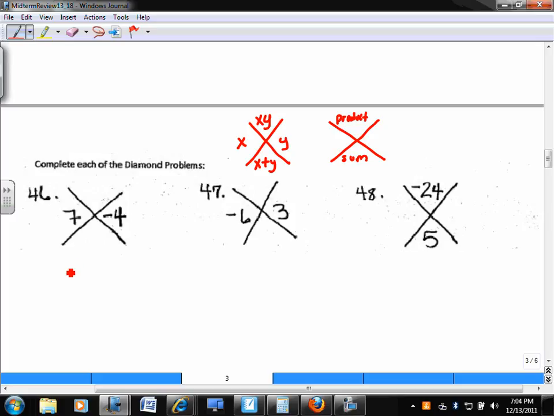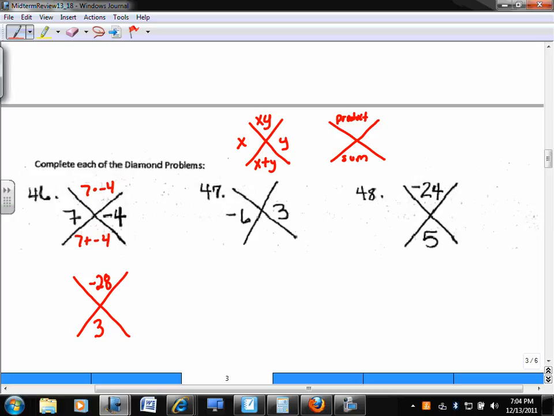Okay, so problem 46. We have 7 and negative 4. So 7 times negative 4 on the top and 7 plus negative 4 on the bottom. So what would that give us? 7 times negative 4 would give us negative 28. 7 plus negative 4 would give us positive 3.